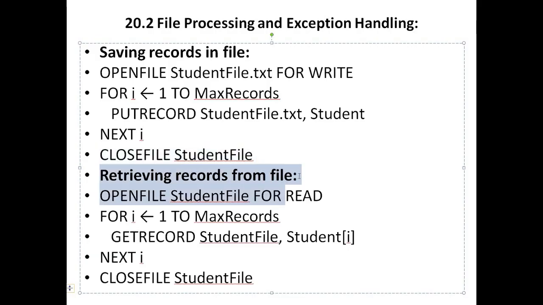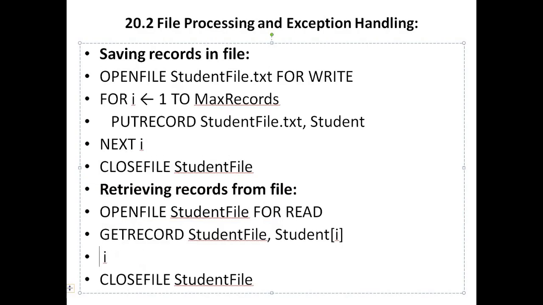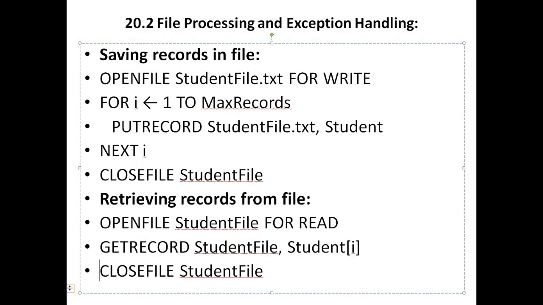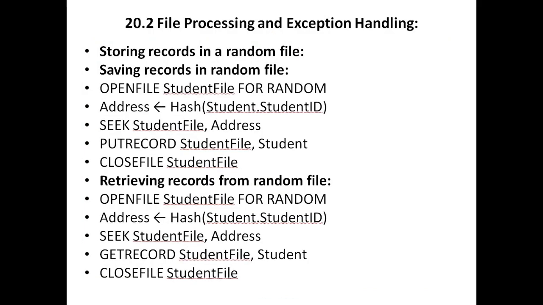If you want to retrieve records from a file, then what you are going to do: open file, student file for read, then again run a loop if you want to extract the data into an array. Otherwise, if you want to extract the data into a single variable, then you can simply write this: get record student file comma student, that is the name of the variable with record data type, and then close file.